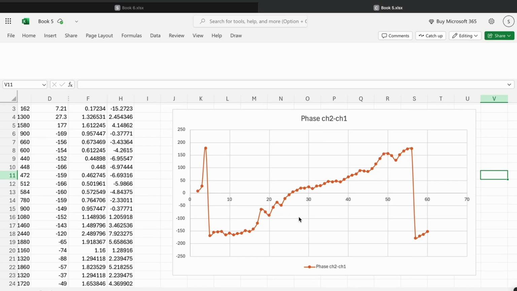This graph represents the phase difference versus frequency of a piezoelectric speaker experiment, showing how the output signal lags or leads the input signal at different frequencies. At low frequencies, the phase starts at minus 180 degrees and gradually shifts towards 0 degrees.